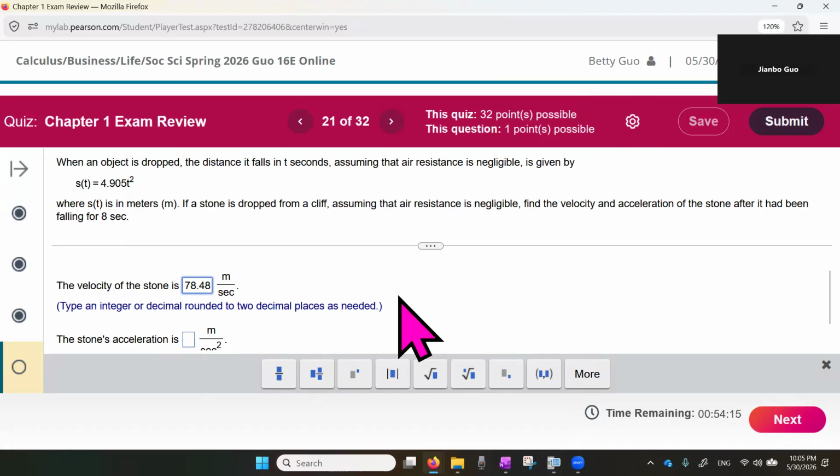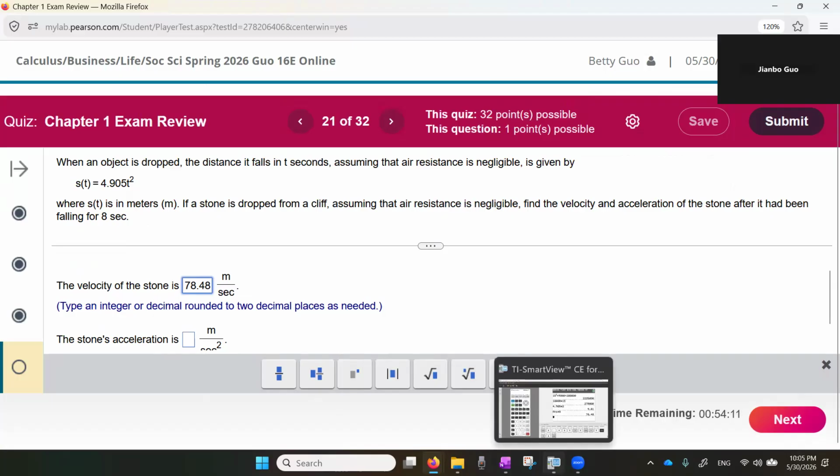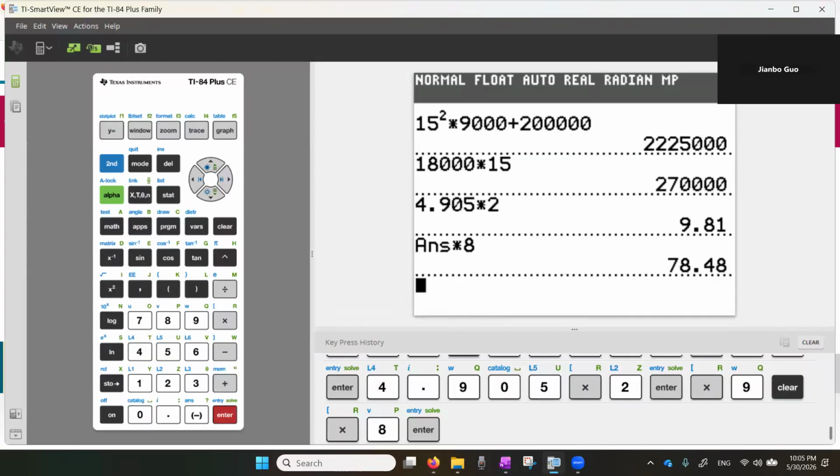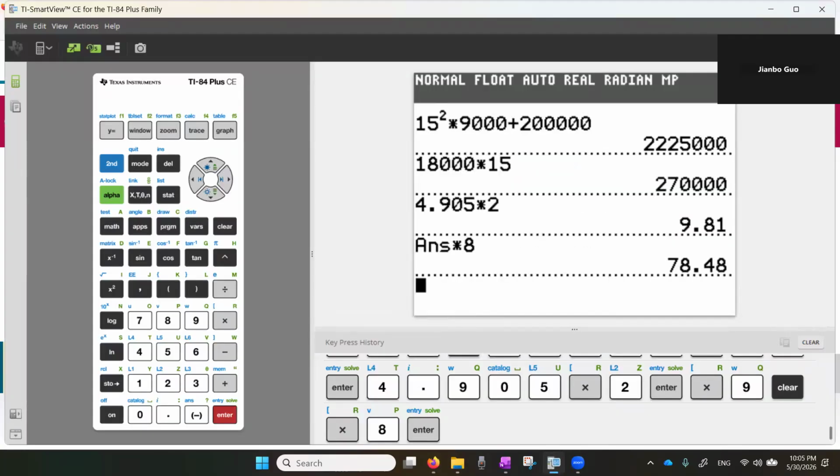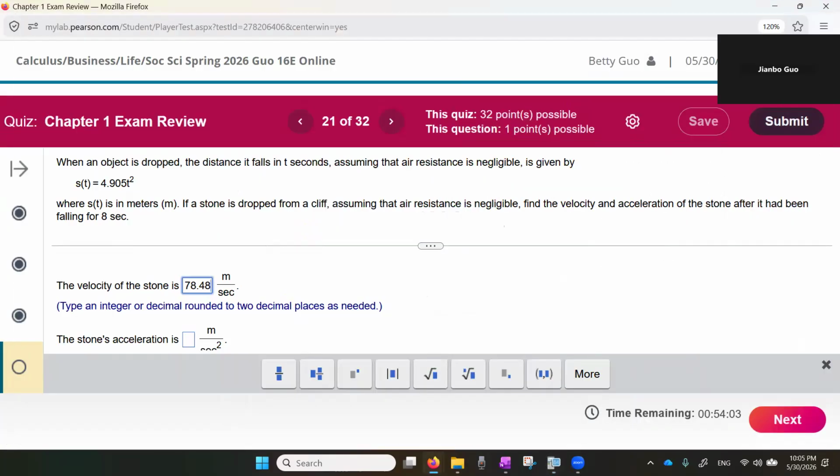Velocity, 78.48 meters per second after 8 seconds. Yeah, that's correct.